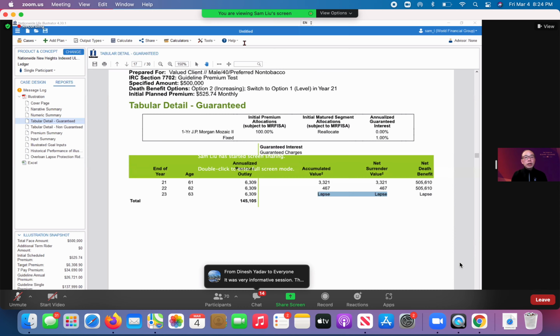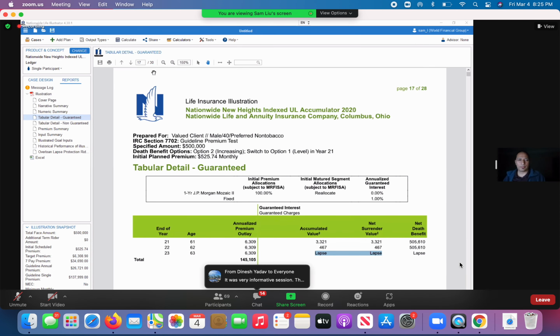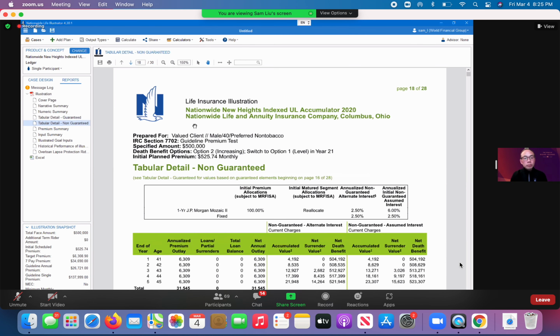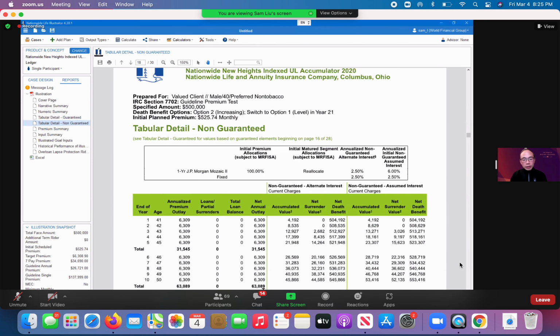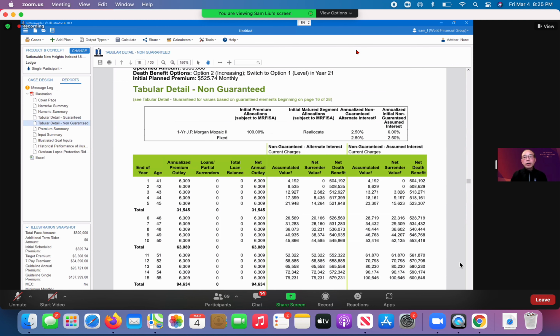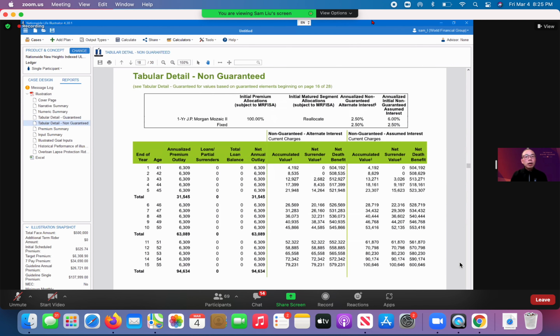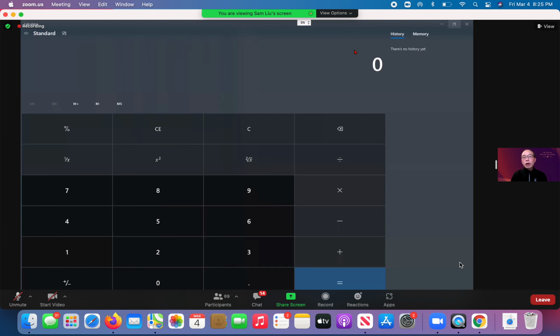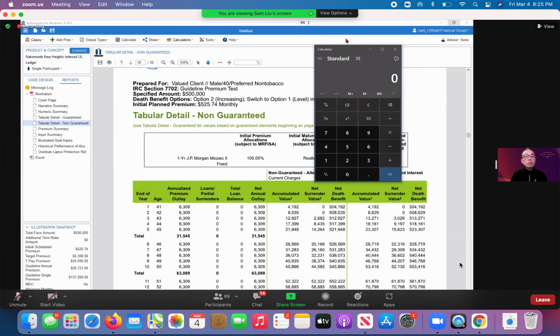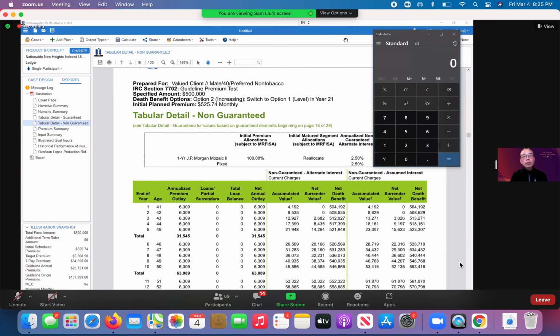All right, so can you guys see my illustration? Yes? This is non-guaranteed. Let me bring out my little calculator. Oops, what happened here? Let me make sure that you can see my screen. Oops, not this one. Can you see my illustration and my calculator?